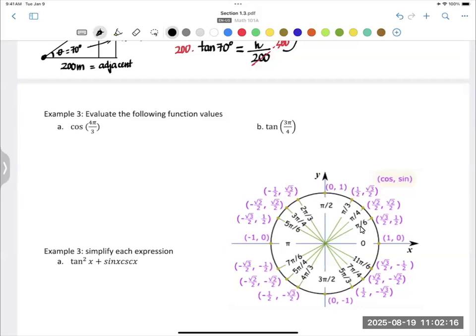So in the unit circle, we will have all of this in radians, but there are some unit circles that also have the degrees, which is very handy. So this one is 30, 45, 60, 90, 120, 135, 150, and then 180, 210, 225, 240, 270, and so on.